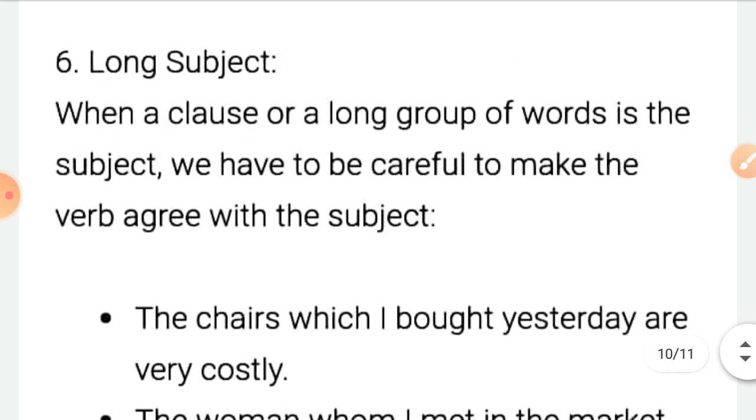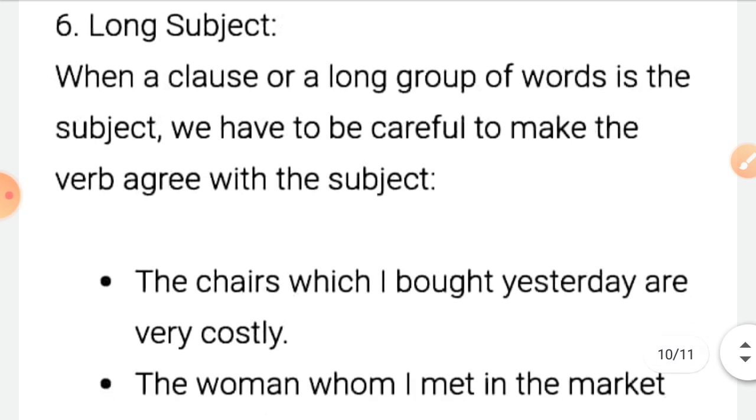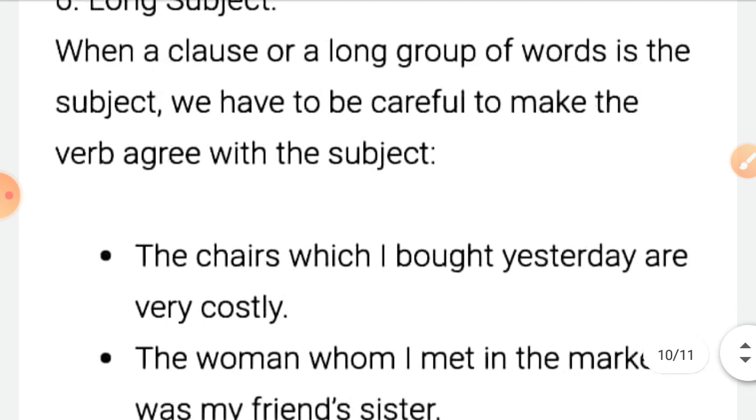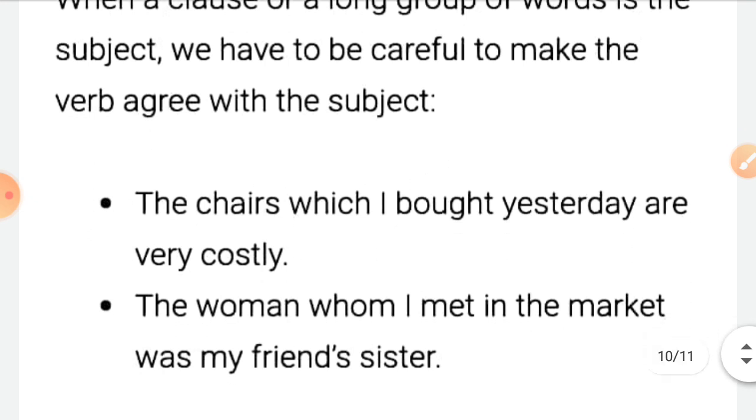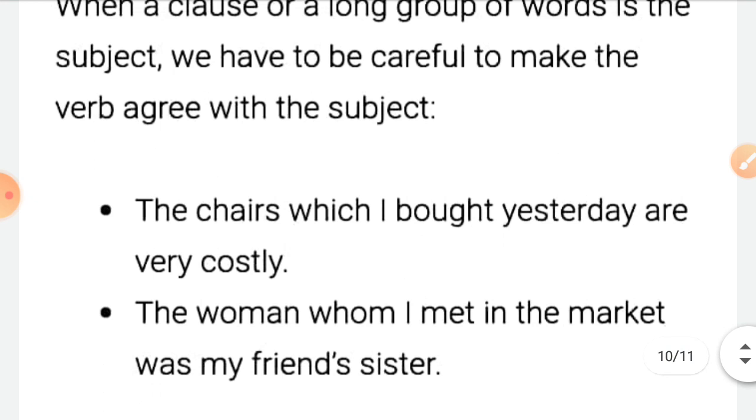Long subject. When a clause or a long group of words is the subject, we have to be careful to make the verb agree with the subject. Like, the chairs which I bought yesterday are very costly. Chairs, so, are. The woman whom I met in the market was my friend's sister. Was. So there will be long sentences and you could get confused when you read the whole sentence.